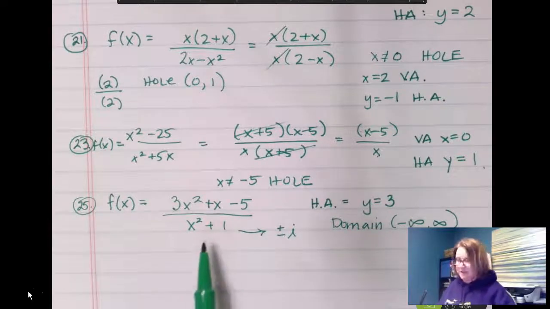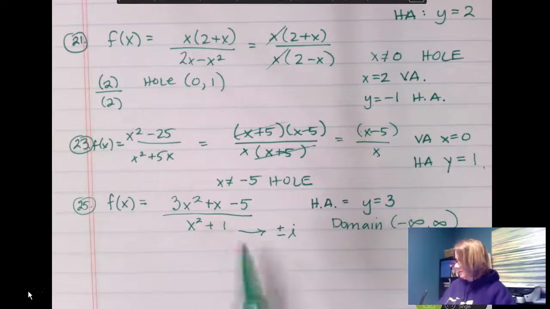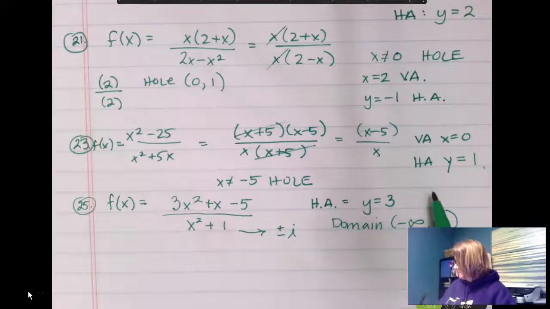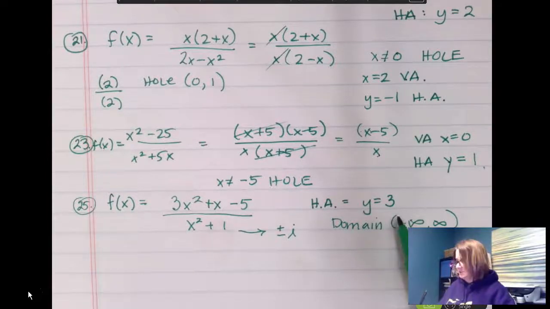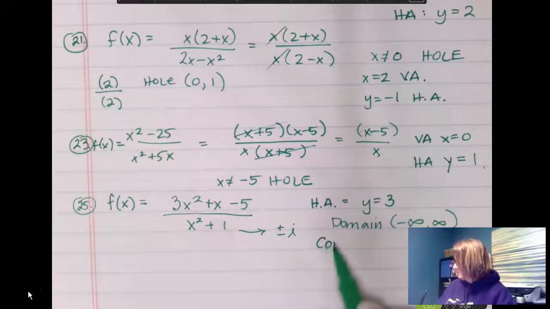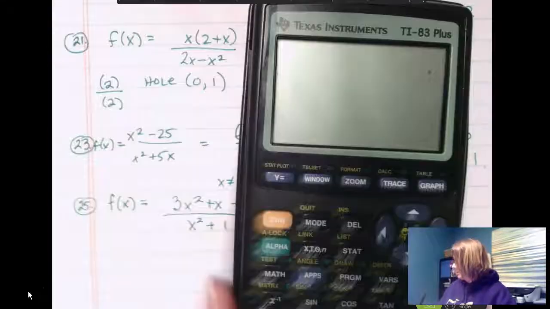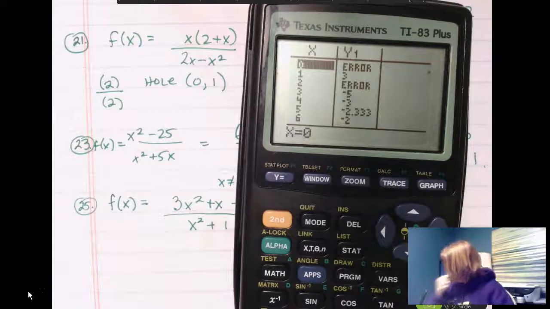And what else did they ask for? Decide whether it's continuous. Well, there's a horizontal asymptote, but as long as there's no vertical asymptotes or holes, I believe it will be continuous. So we'll just write continuous. And now let's go ahead and graph it and see what it looks like.